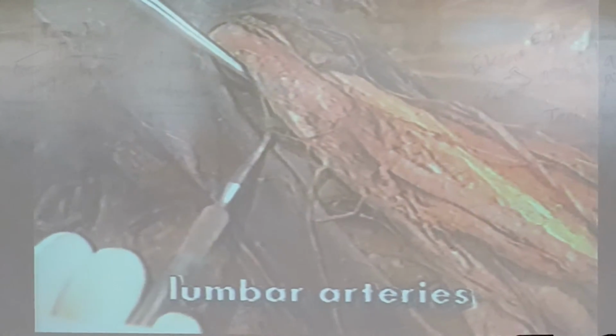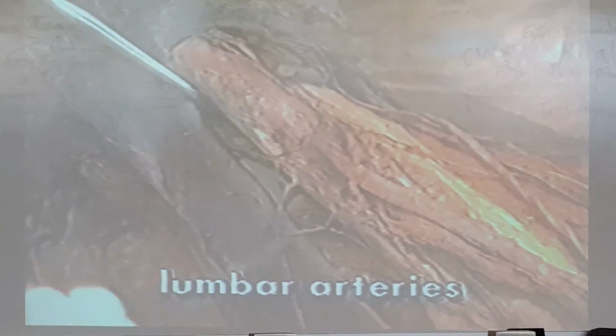4 pairs of lumbar arteries arising from the aorta supply the posterior abdominal walls. 2 of these arteries on the right side can be seen in this specimen.